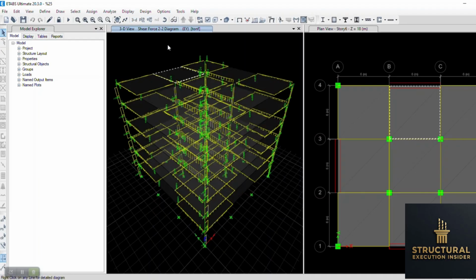So in summary, this method provides a very clean and efficient way to verify the 25% frame participation requirements in ETABS without removing walls from gravity behavior, modifying stiffness artificially, or creating unstable secondary models. It is a practical and powerful workflow for dual system seismic design.